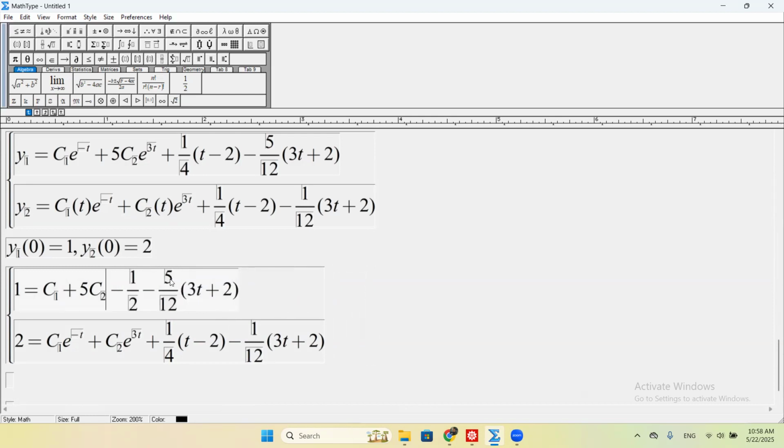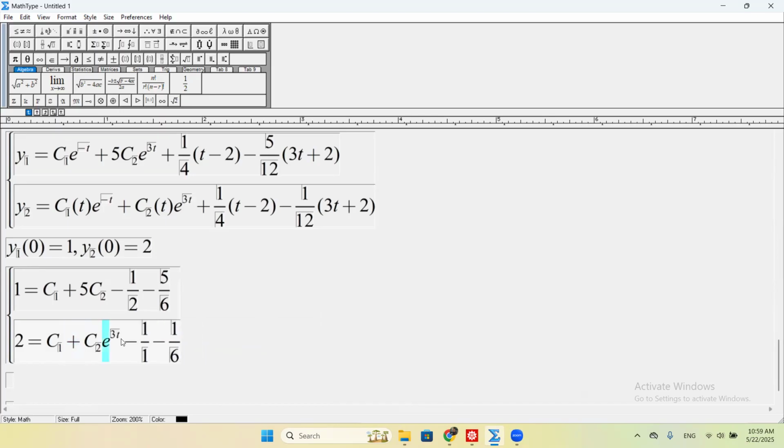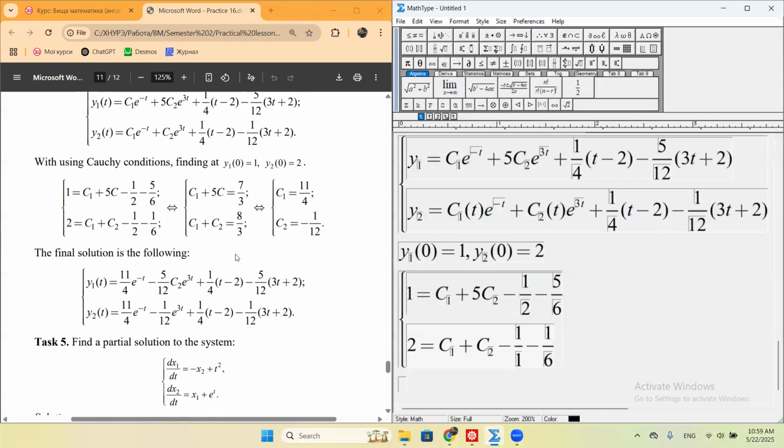And minus 5/6. Minus 1/2 here, and minus 1/6 here. So C1 and C2. Let me check with my notes. So yeah, it matches. So the system matches.